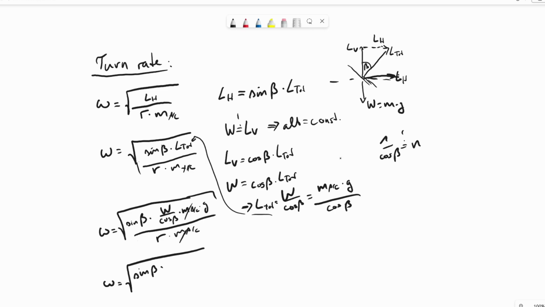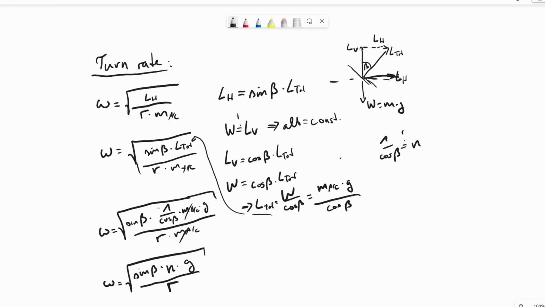Sorry, I made a mistake. Of course the weight is this, so I have to make this real quick like this. I was a bit fast here, so the weight obviously is this, so we don't want to introduce it twice. So I correct this. This is our n, so it's n times g divided by r.